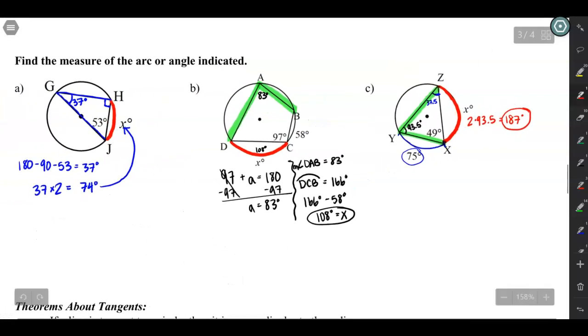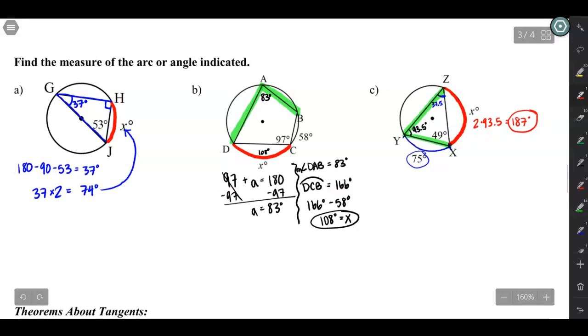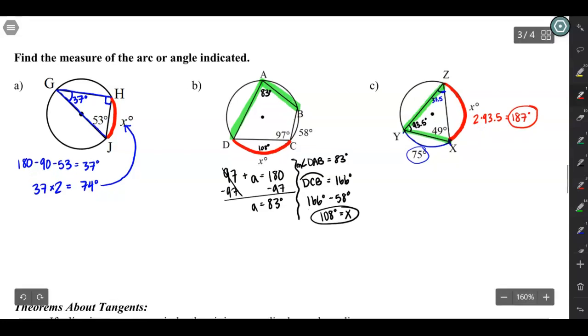So again, with these problems, there's not really a formula and a number of steps to follow to find these measures. You just need to look at what you have and what you can figure out, right? Use your theorems, use what you know about inscribed angles, inscribed polygons, everything like that, so that you can find out as much information as you can.